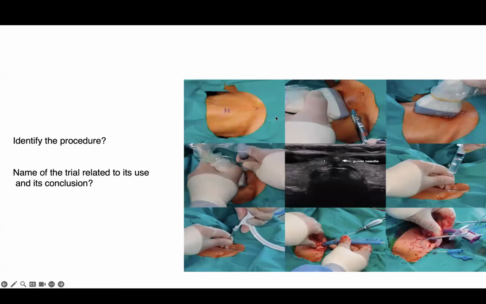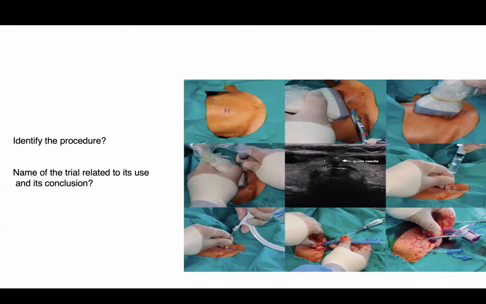So what is the procedure that is being done over here, and what is the name of the trial related to its use, and what was its conclusion? Okay, excellent. So it is a percutaneous tracheostomy. It is an ultrasound guided tracheostomy.